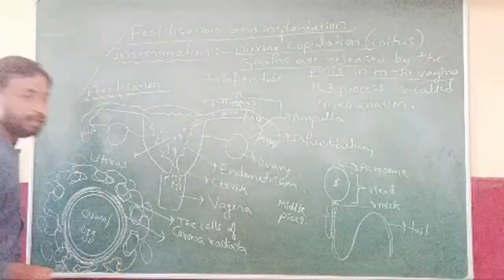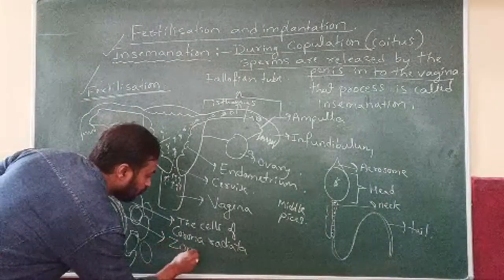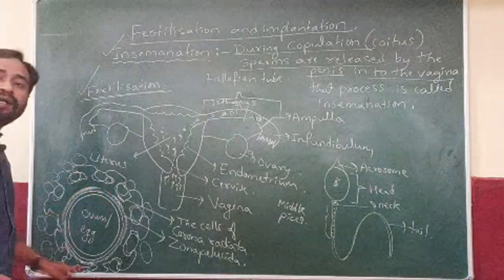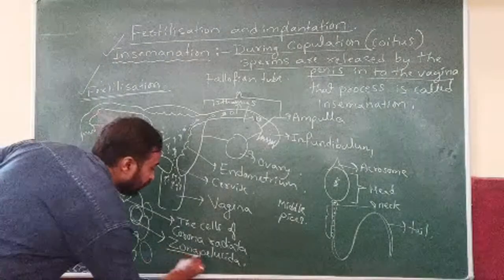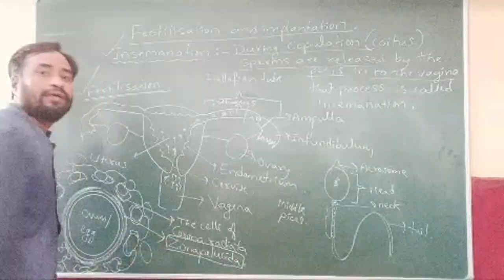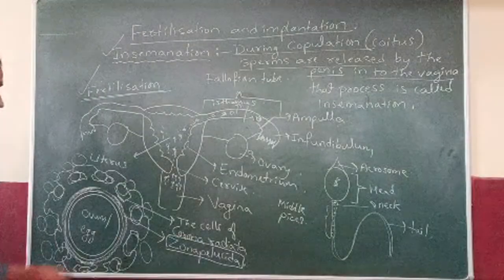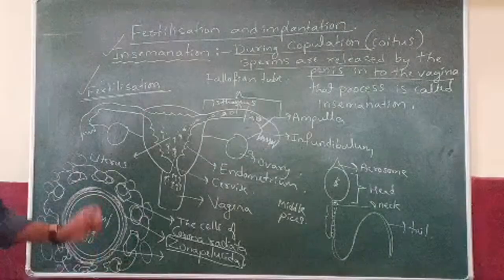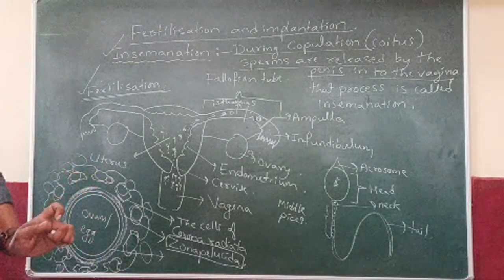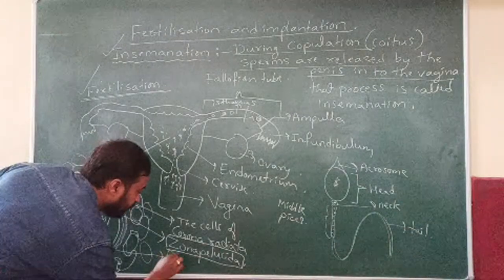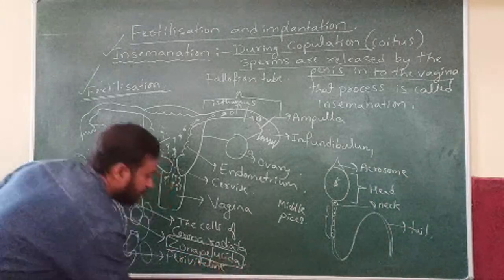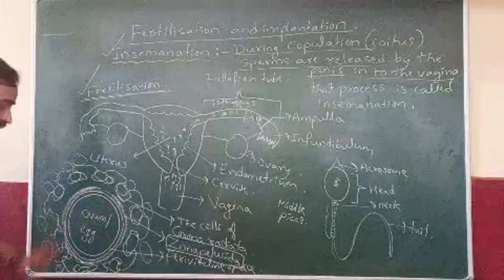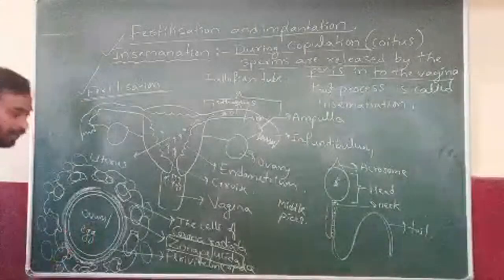Next to corona radiata, there is one important layer on the egg called zona pellucida. Next to zona pellucida, there is the perivitelline space, and next to that layer, there is the ovum or egg, which has a free nucleus.